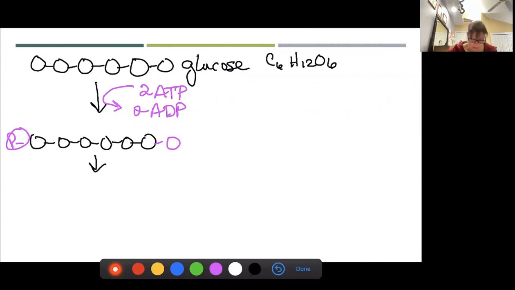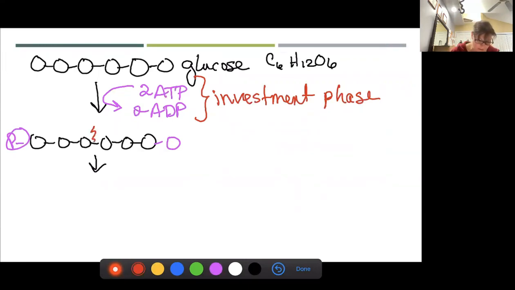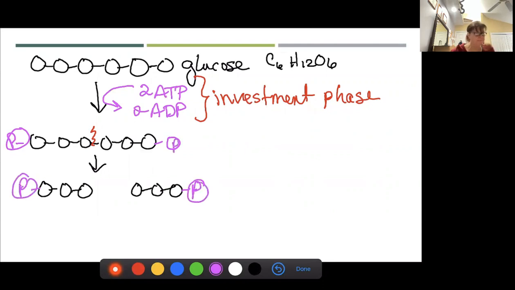All right, so like I said, this step is referred to as the investment phase, because we have to put a little bit of energy in there. What happens when we put those phosphates in there is it puts a lot of stress on the middle of that molecule. And so that molecule ends up splitting into 2, 3 carbon molecules. Let's stick our phosphates back on there.